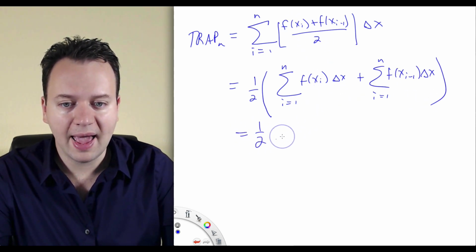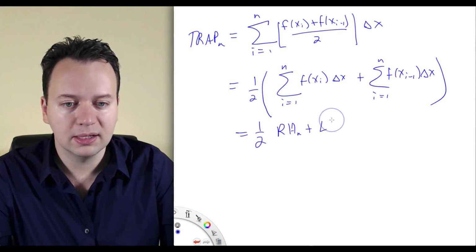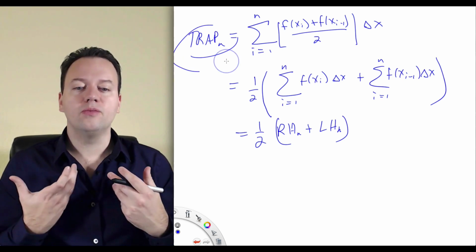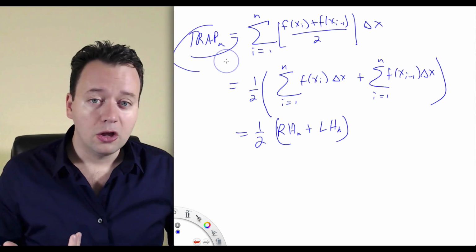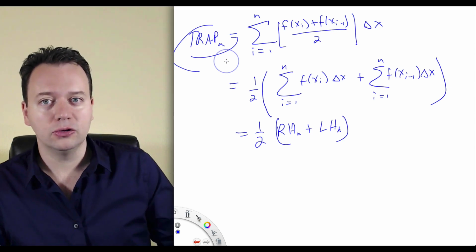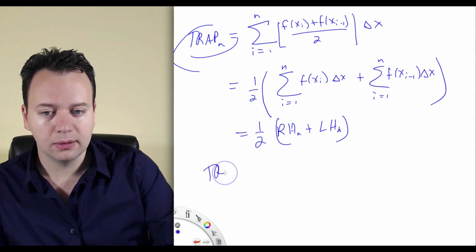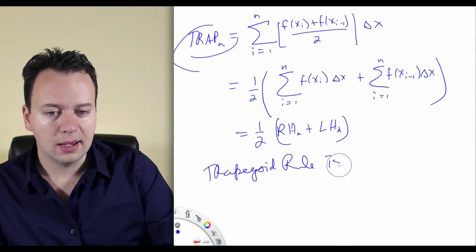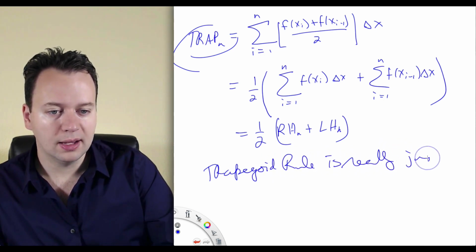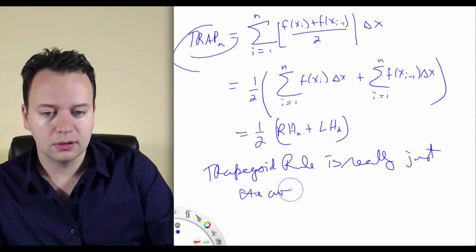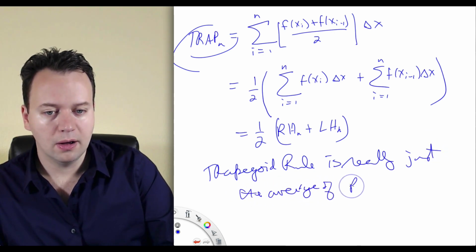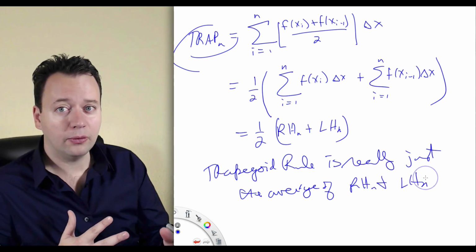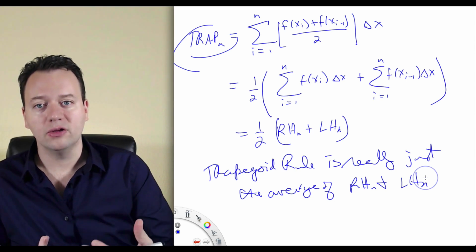But this is just 1/2 of the right-hand Riemann sum plus the left-hand Riemann sum. So what we find is that if you already have computed the right-hand and the left-hand Riemann sum, you can average those two Riemann sums and you get the trapezoid rule. So the trapezoid rule is really just the average of the right-hand sum and the left-hand sum. You take your left-hand Riemann sum and your right-hand Riemann sum, average them together, and you get the trapezoid rule.